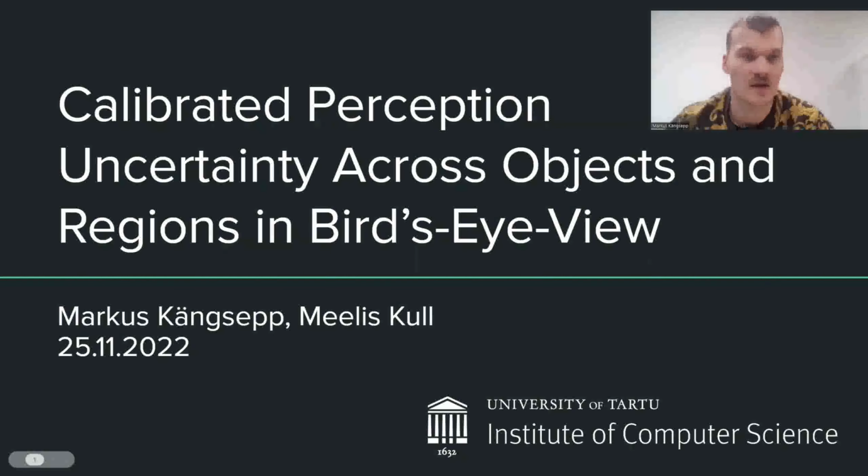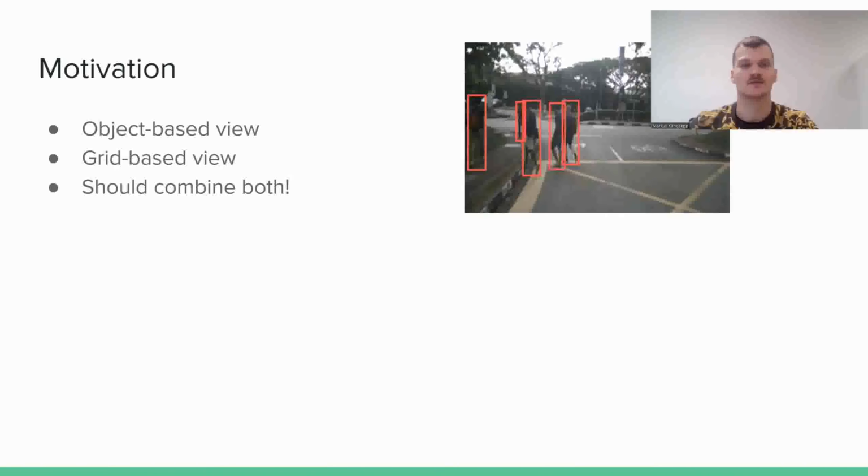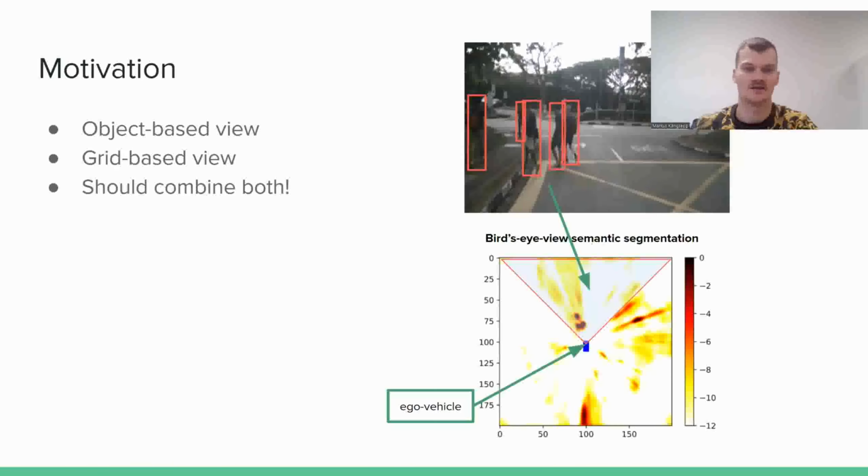Hey, I'm Markus Känksepp, and I will give an overview of my paper, Calibrated Perception Uncertainty across objects and regions in bird's eye view. To start with, there are two main approaches for perception, object-based and grid-based view. Both of these have limitations, so we should combine them.